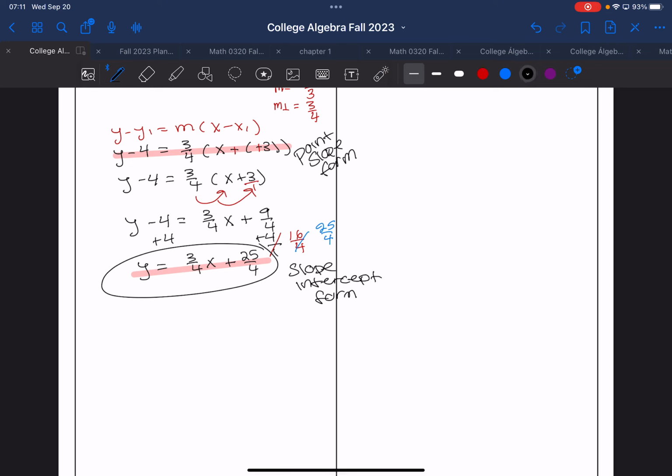Okay, so now we have this y equals 3/4 x plus 25 over 4. How would we turn this into standard form?